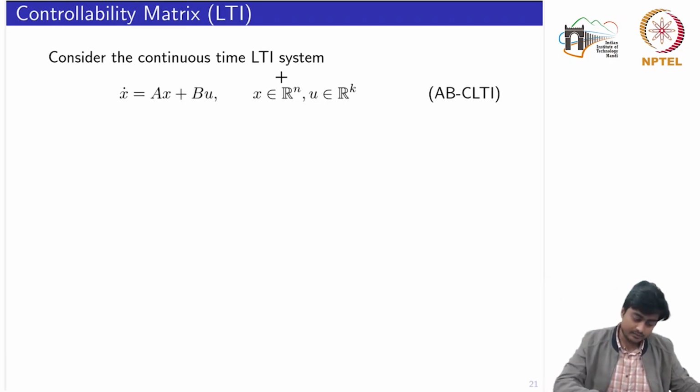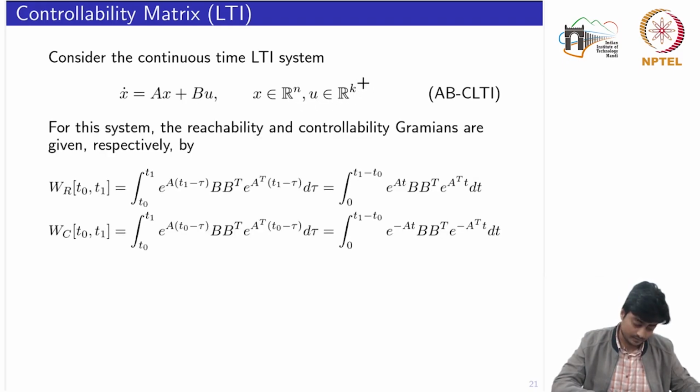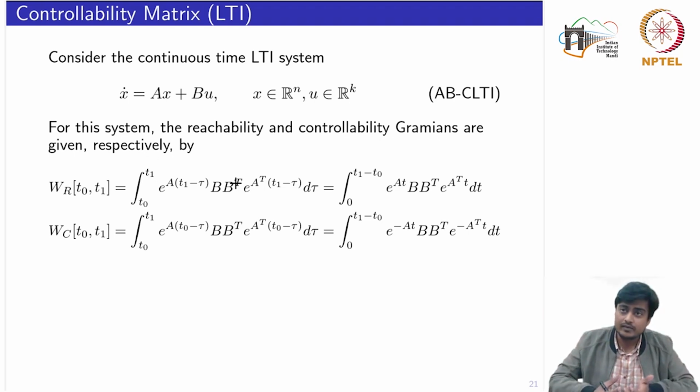So consider the continuous time linear time invariant system given by this A, B, because we are only concerned with the A, B matrices, not with the C, D matrices, where x is an n-dimensional vector and u is a k-dimensional vector. For this system, the reachability and controllability gradients are given respectively by this. We have already defined the gradients in terms of the state transition matrix. Now for the LTV system, we already knew that computing the state transition matrix is pretty difficult. But for the LTI system, we have some flexibility: we can express the state transition matrix in terms of the exponential matrix.